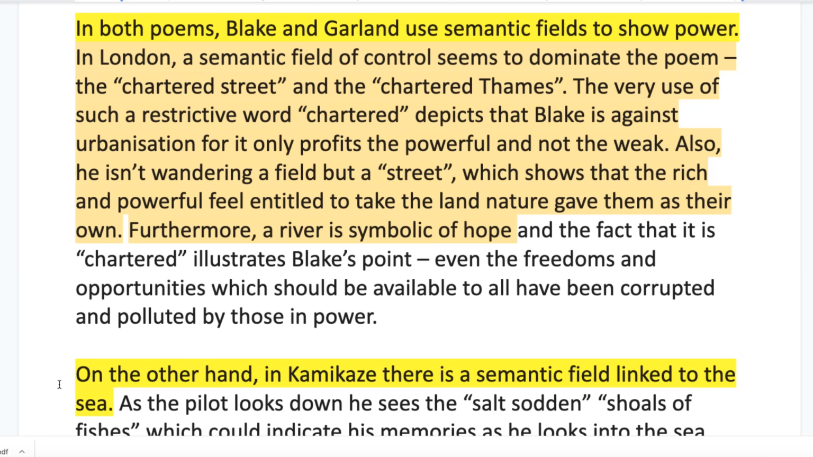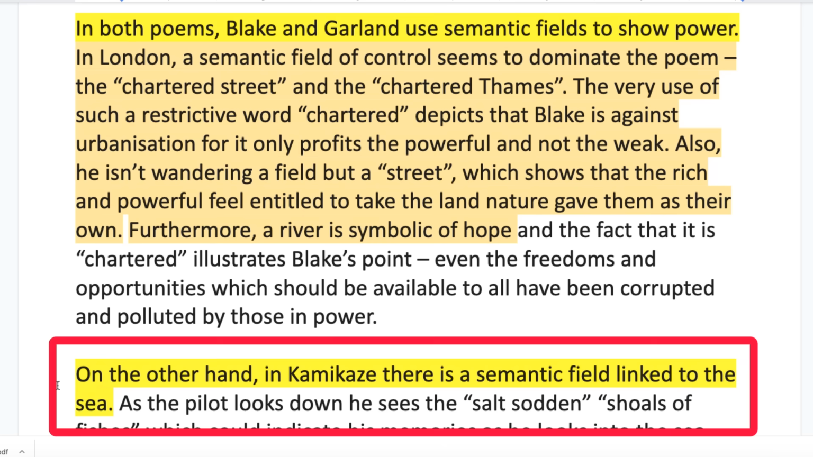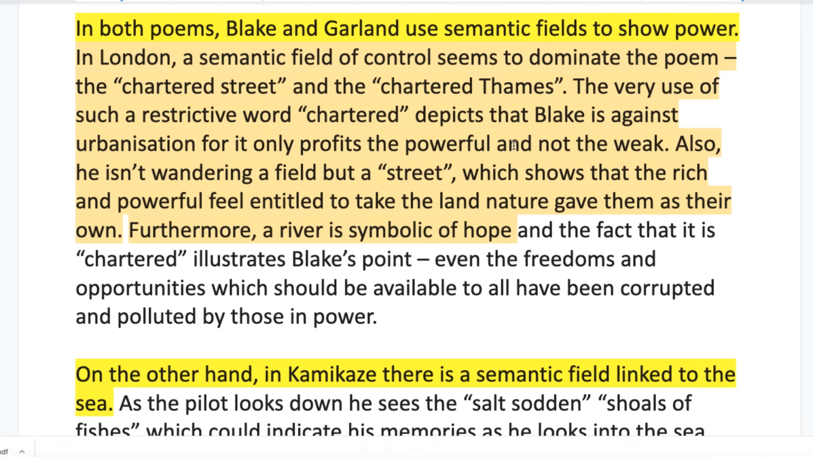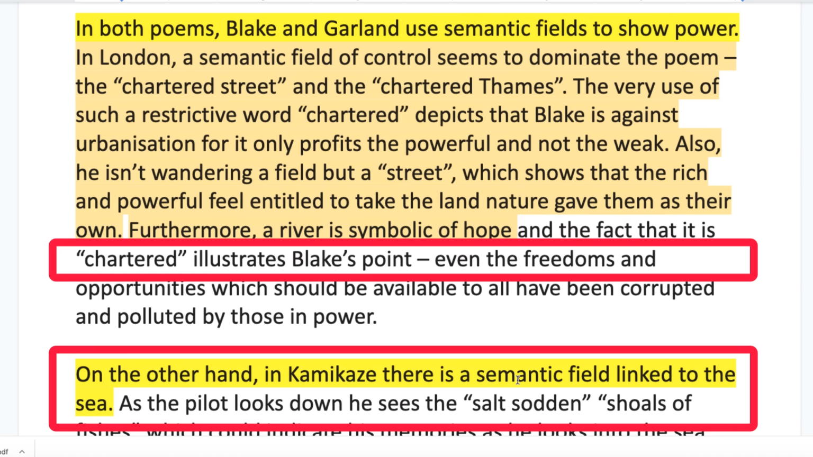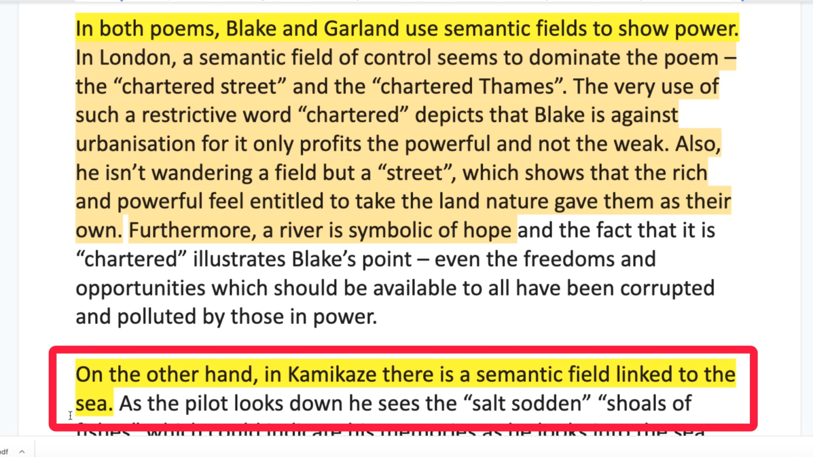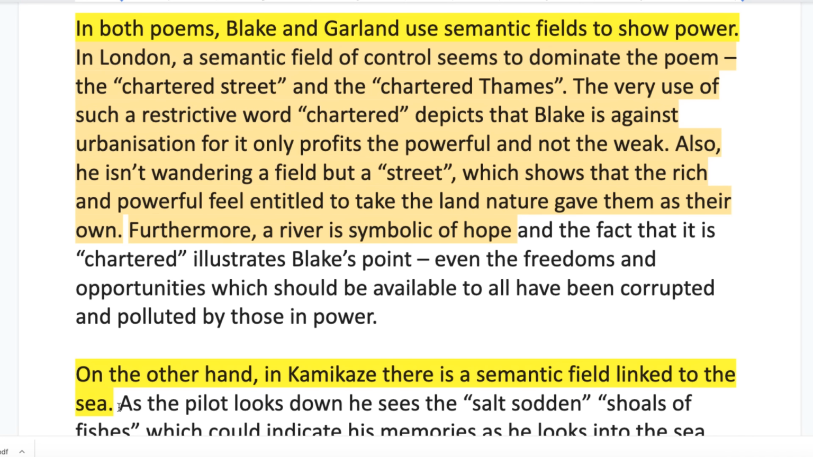So if we come down to the yellow here in his next paragraph, he knows that when he writes about Kamikaze, he's going to write about the semantic field linked to the sea. He's already prepared what he's going to say about Blake. He's going to focus in on this image of the whole city being chartered. And he already knows in his next paragraph down here that the semantic field of Kamikaze that he wants to focus on is the imagery related to the sea and nature. That's quite useful for him because if the question is about nature, he knows that Kamikaze will be a go-to poem he can use.